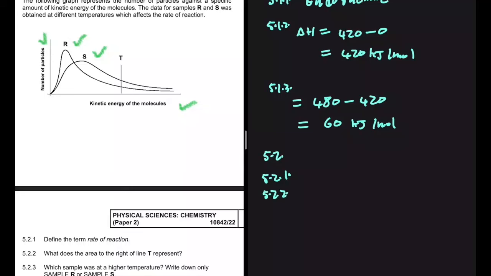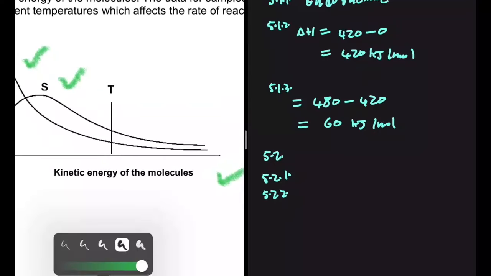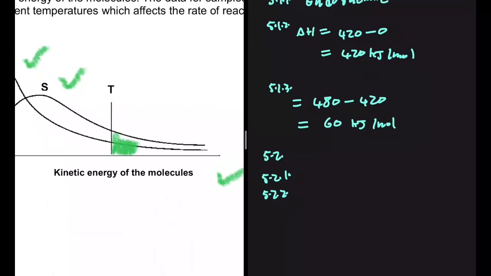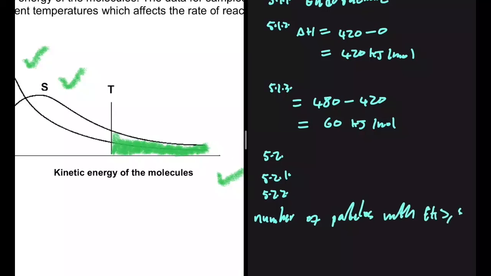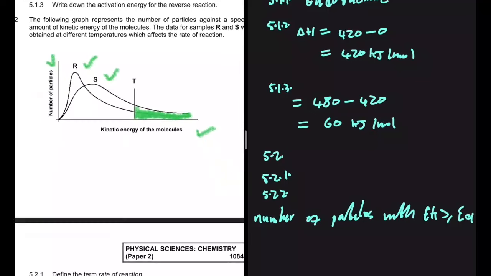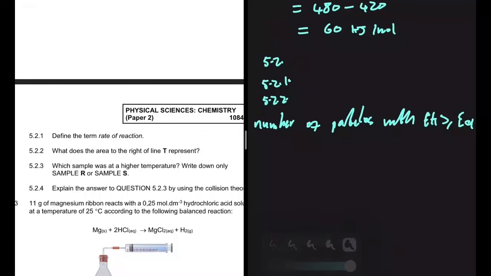5.2.2. What does the area to the right of line T represent? Let's go to our graph and see what we have. We have a line T there. So what does this area to the right of line T represent? You should know by now that that area there represents the number of particles. So that is the number of particles with a kinetic energy that is equal to or greater than the activation energy. The number of particles with sufficient energy, that is 5.2.2. Moving to 5.2.3, which sample was at a higher temperature? Write down only sample R or sample S.